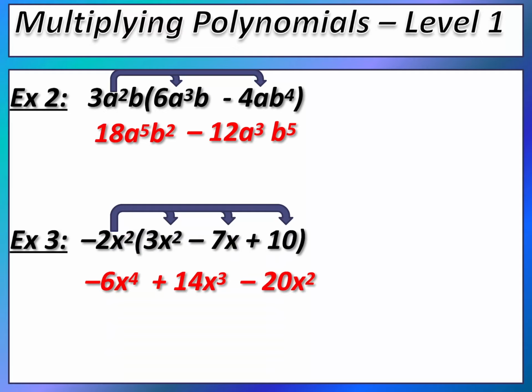So each individual distribution produces an individual term, and that means you need an operation in between each one. Now, x to the fourth, x cubed, and x squared are not like terms. We're going to leave them. There is nothing to be combined here. That is your final answer.